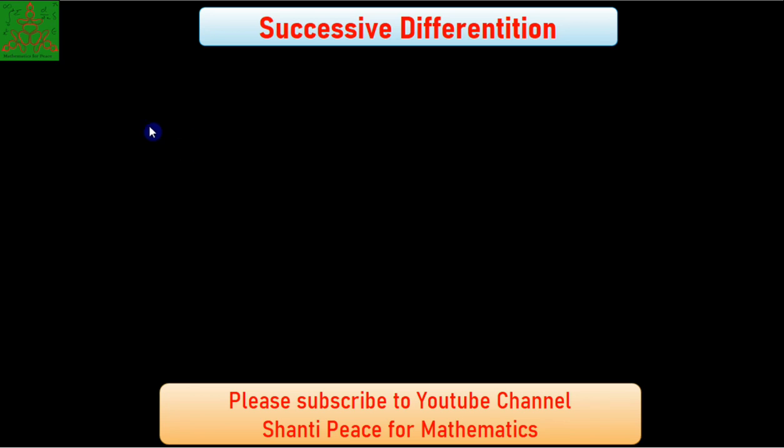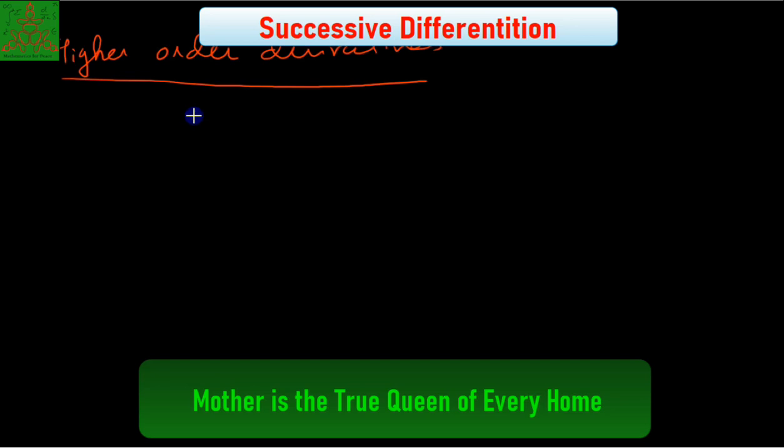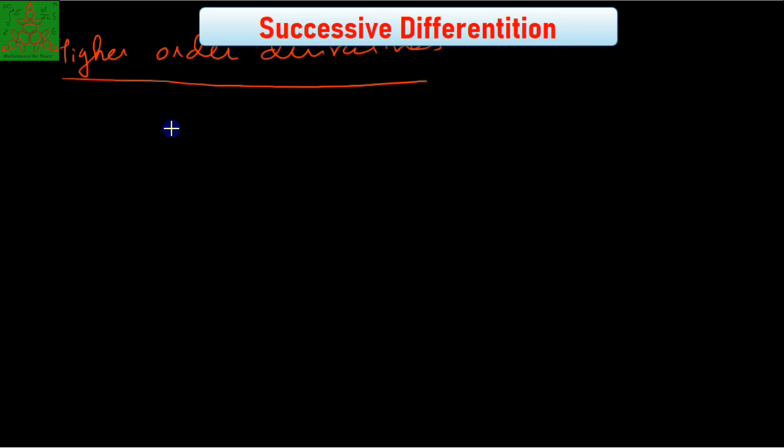In this video, we'll discuss higher order derivatives. If f is a derivable function, up to now what we have studied is differentiating this function f up to first order, which we denote as f dash. For the second order, another notation is df by dx, d square f by dx square.